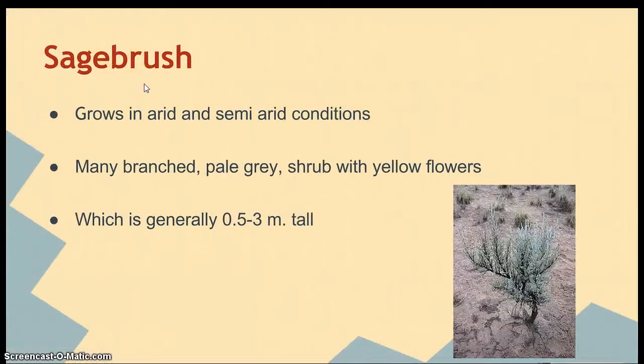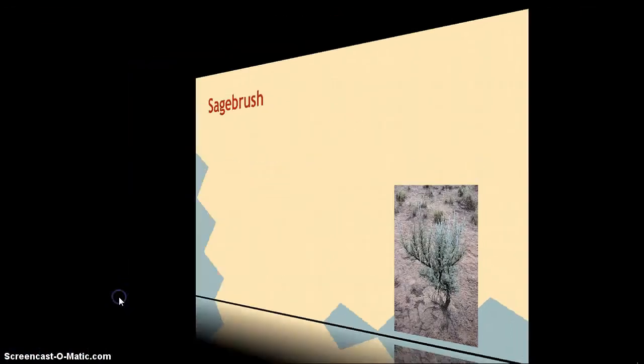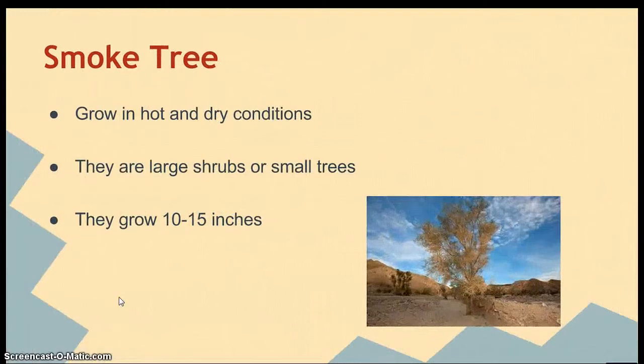Here's our sagebrush. The seeds were used for food by the Native Americans. Here we have our smoke tree. The smoke tree can do well in all kinds of soils, if it is drained well.